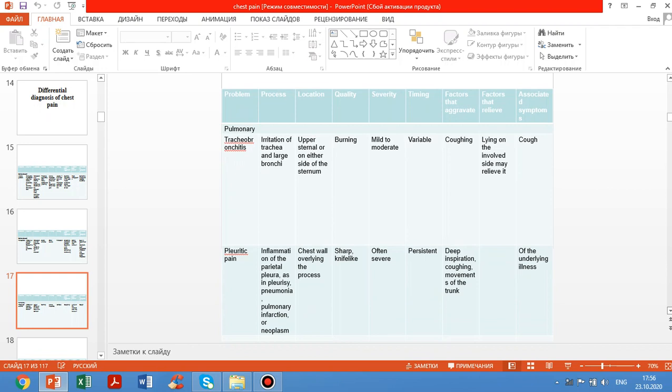Pleuritic pain. The process is inflammation of the parietal pleura as in pleurisy, pneumonia, pulmonary infarction, or neoplasm. Location is the chest wall overlying the process. Quality is sharp, knife-like. Severity is often severe. Timing is persistent. Factors that aggravate it are deep inspiration, coughing, movement of the trunk.